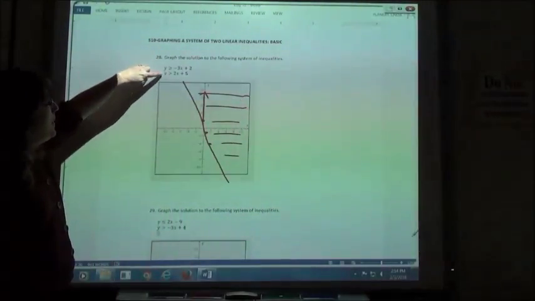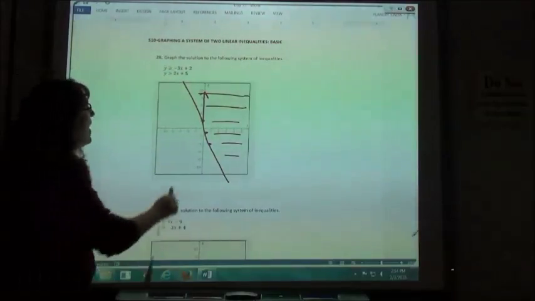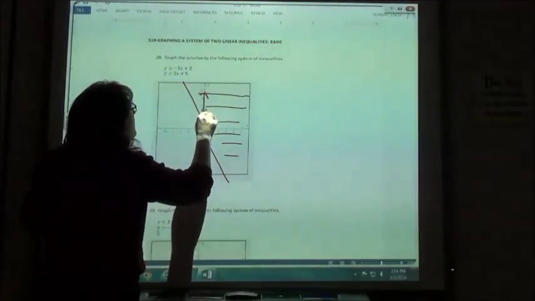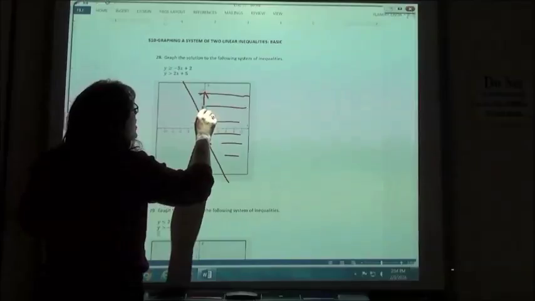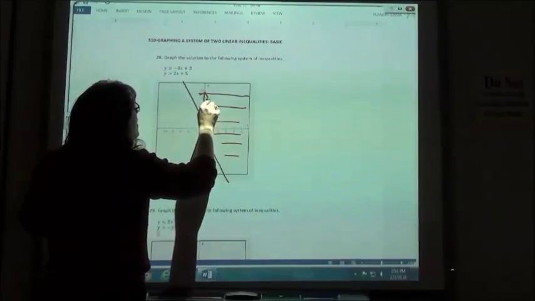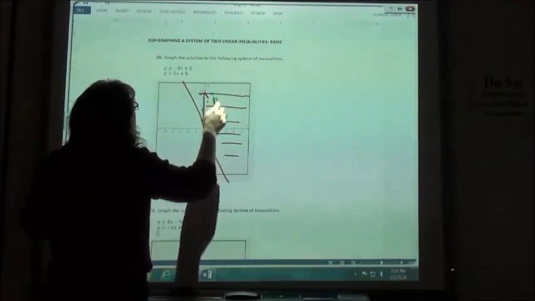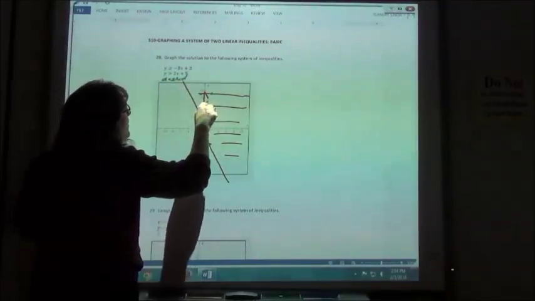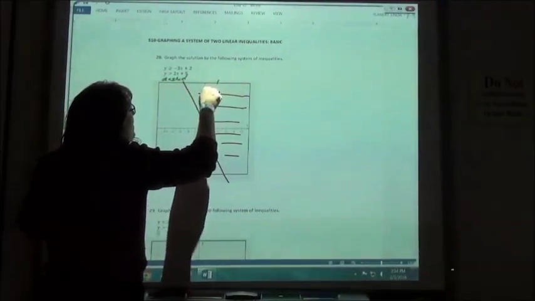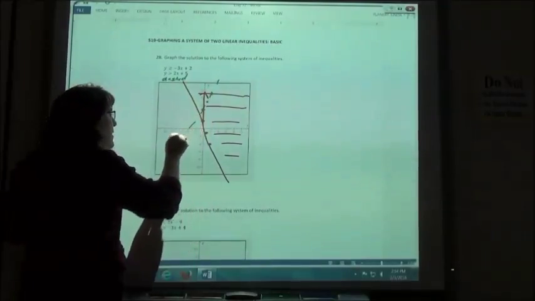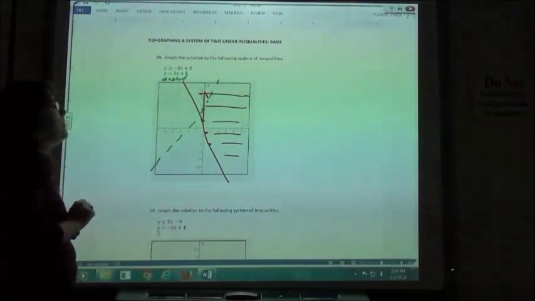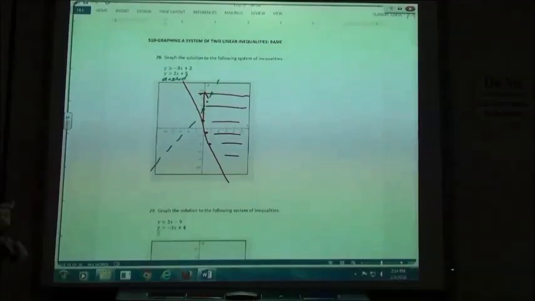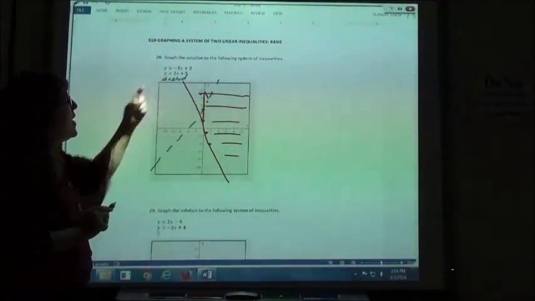Over here, my y-intercept is at 5. My slope is 2, so up 2 over 1, up 2 over 1. This time my line should be dashed, and so I'm just going to draw it that way. Again, on Alex, you have to draw it solid and change it to a dashed line, but I'm just going to make it dashed here. Again, I am shading greater than.